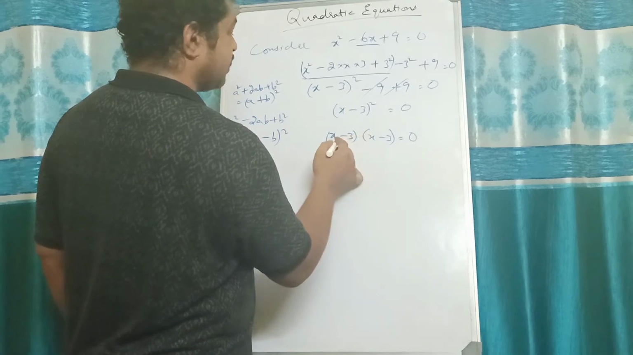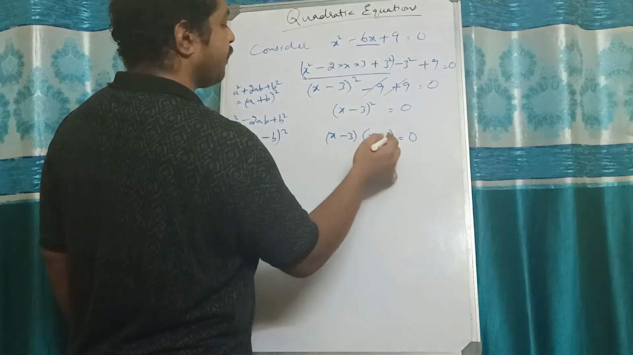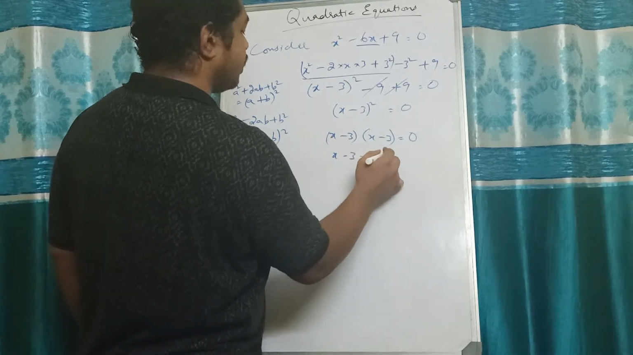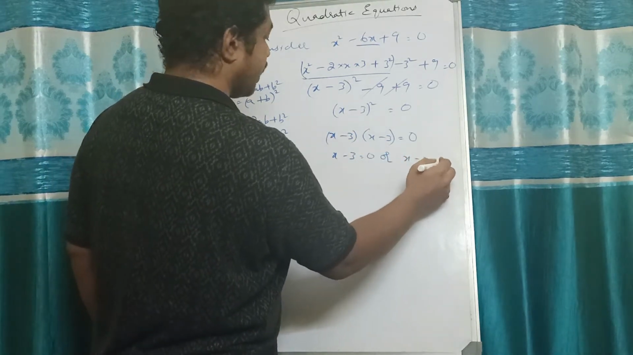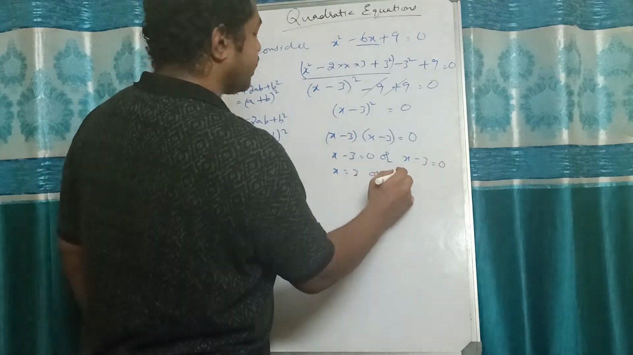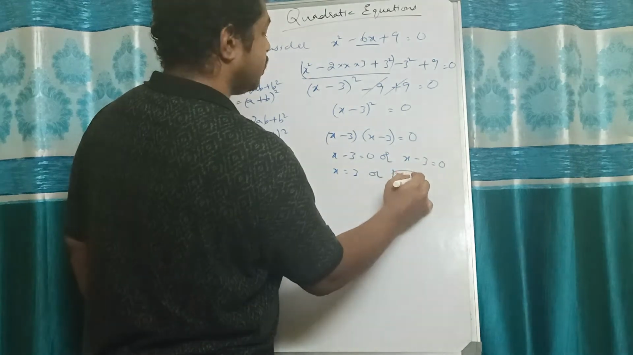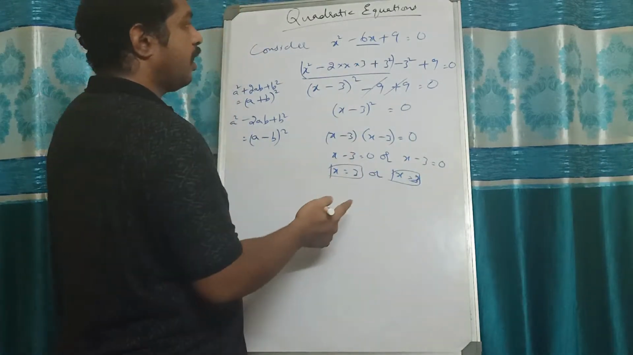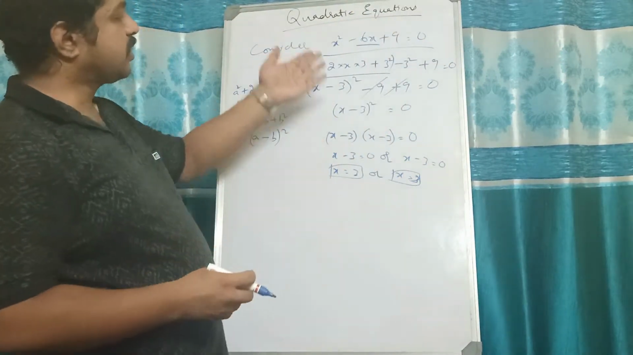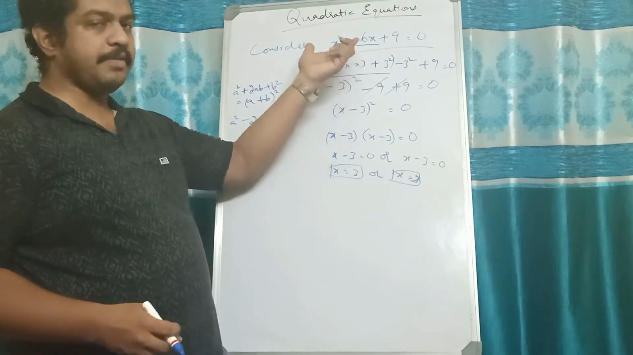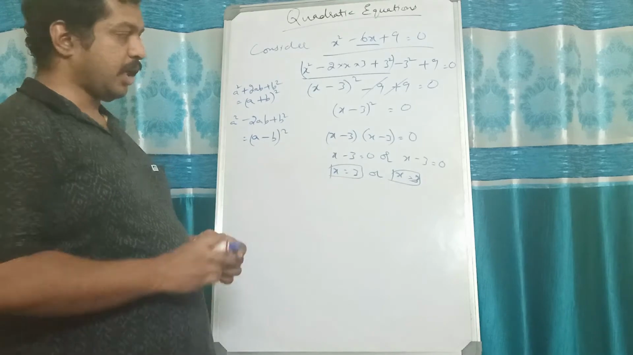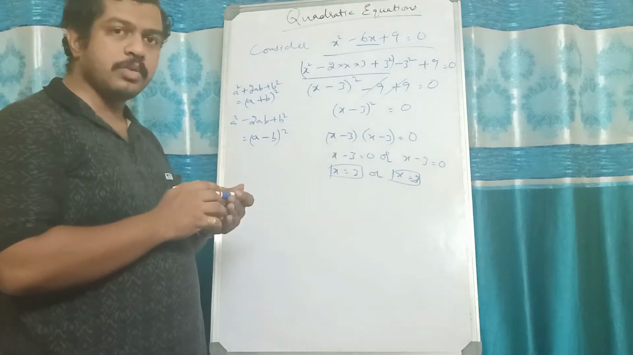So if the product of two terms is equal to 0, then it means either the first term, that is x minus 3 equal to 0, or the second term, which is again x minus 3 equal to 0. So x will be 3 or x will be equal to 3, right? So 3 and 3 are the roots of this particular quadratic equation, okay. So this is how we solve any kind of quadratic equation by using the completing the square method, okay, right. Hope you all understood well.